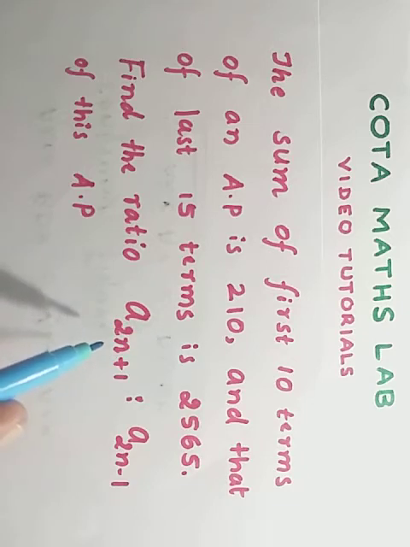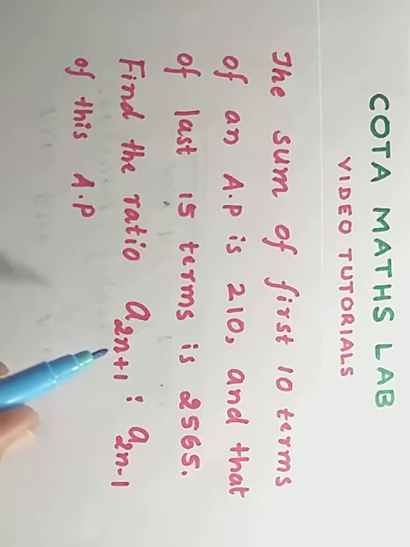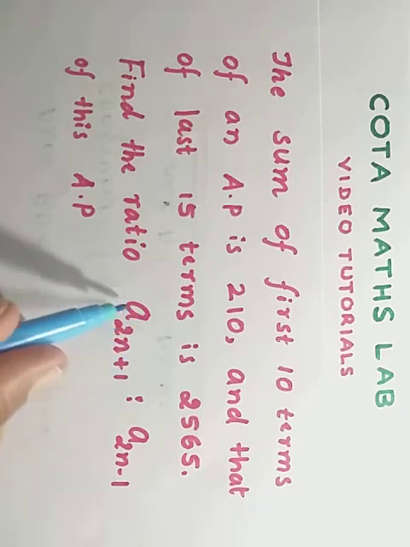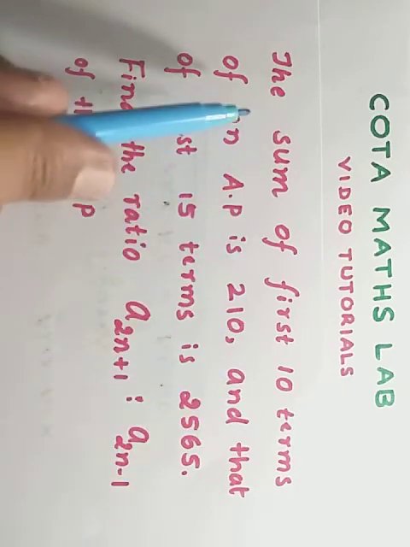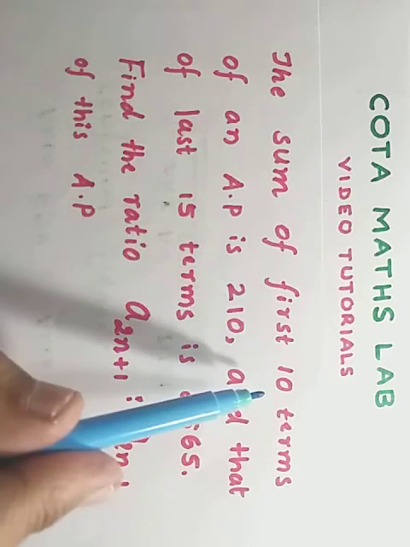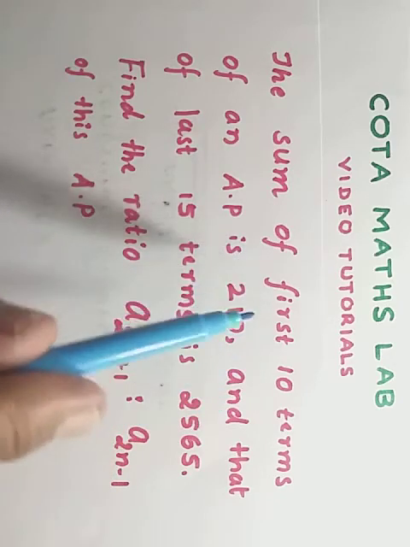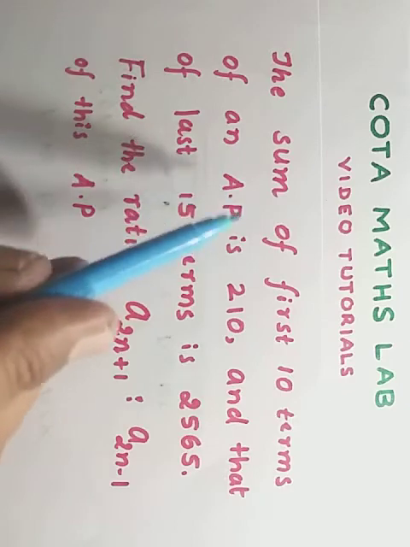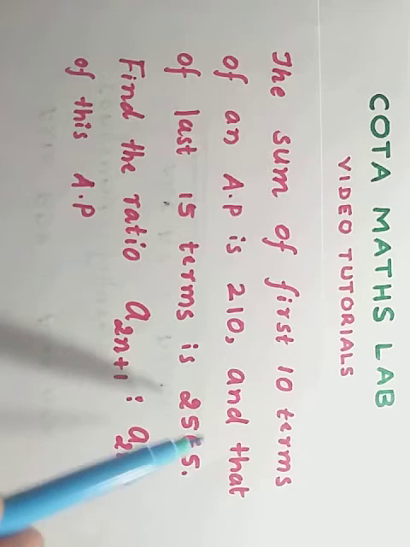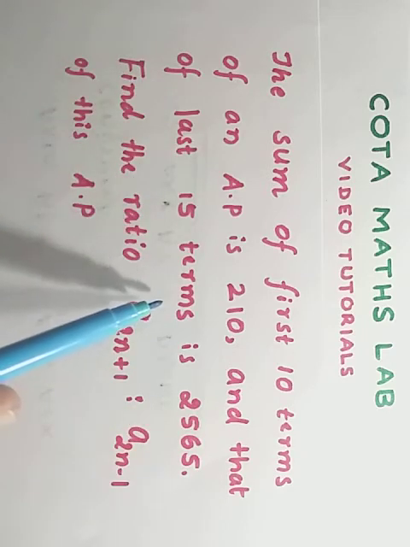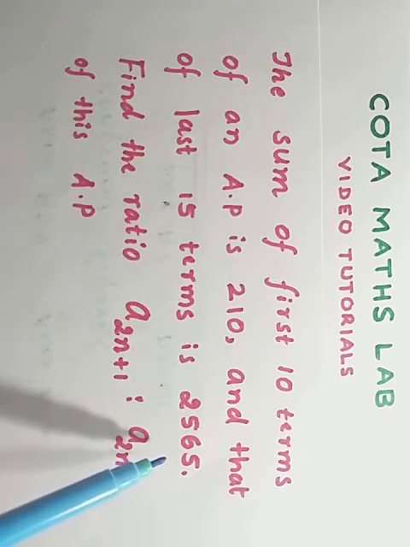That means if we want to find the nth term, we need to know the first term and the common difference. If a and d are known, then we will be able to calculate this. That means our objective should be to find the values of a and d using these two statements. The sum of the first 10 terms of an AP is 210 and that of the last 15 terms is 2565.